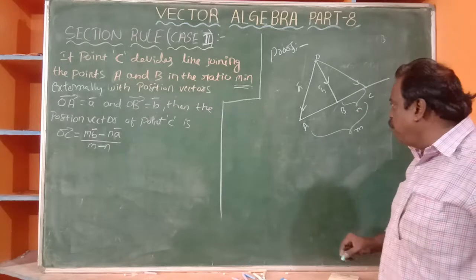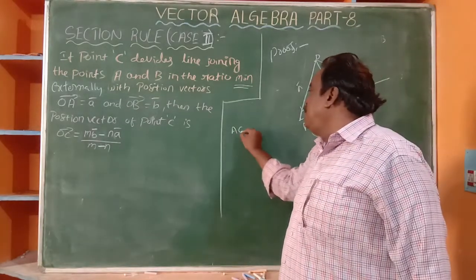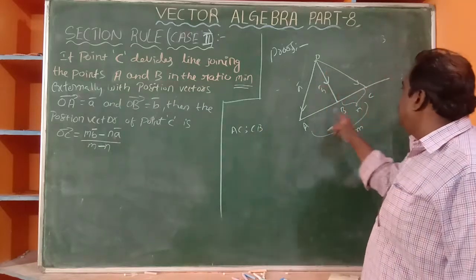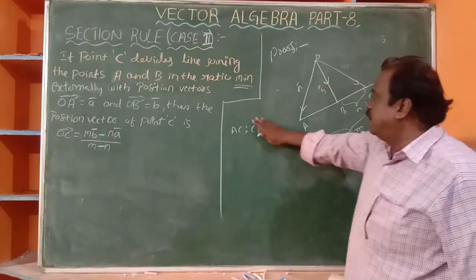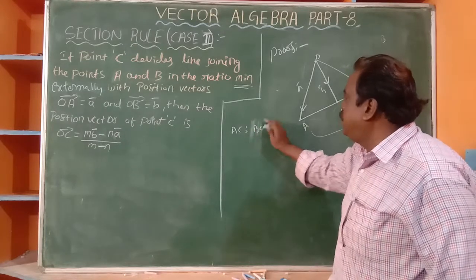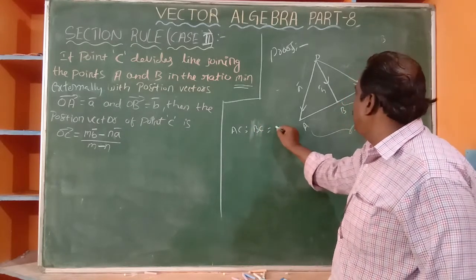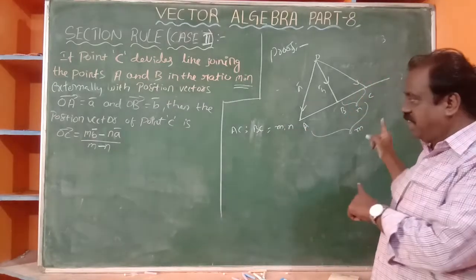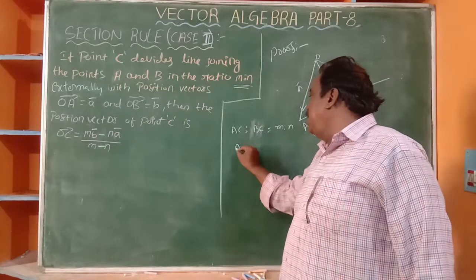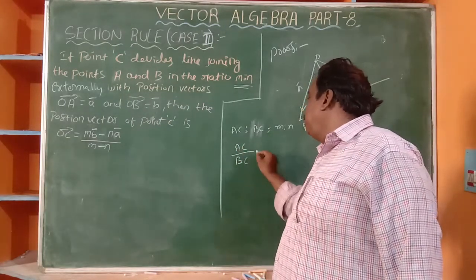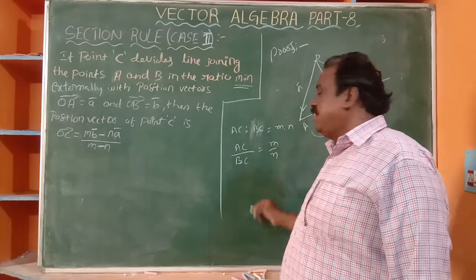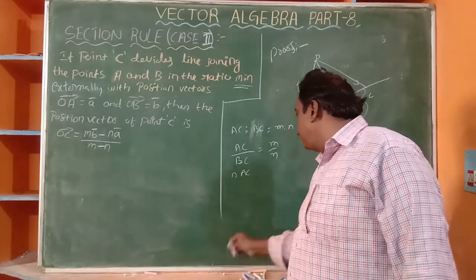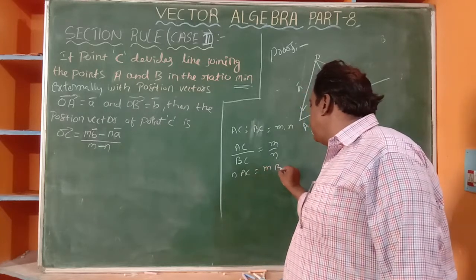Here also the same thing. AC is to, here it is BC only, is equal to M is to N. AC, BC, one side. That is AC by BC is equal to M by N. Okay, now that is N AC is equal to M BC.